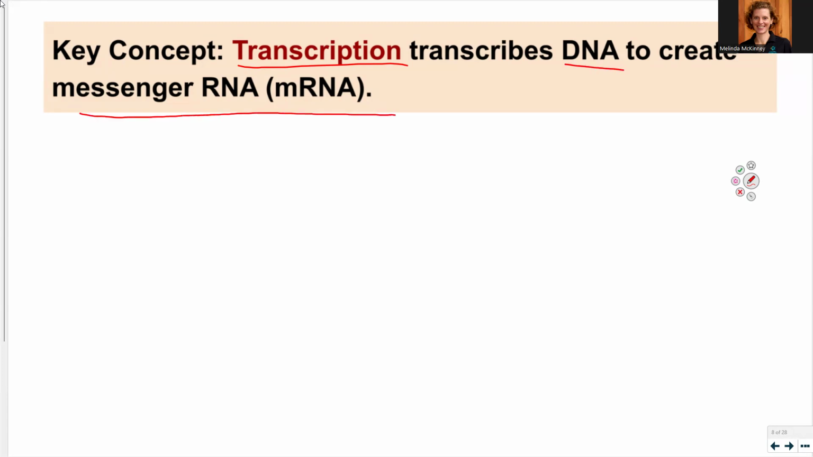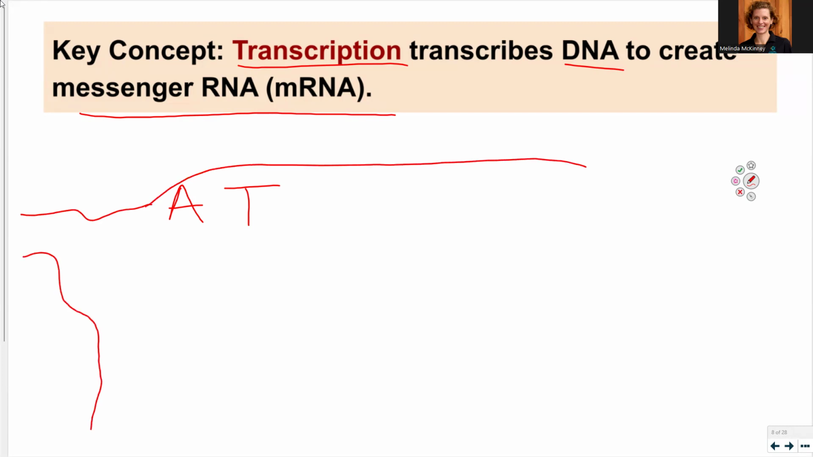messenger RNA. So we're going to take a sequence of DNA, we're going to break it apart. Remember, DNA is a double helix, so we're kind of going to break it apart. And we're going to look at one side of it. Over here would be like a T and an A and so forth. So we're going to look at one side as our template. And A, T, G.